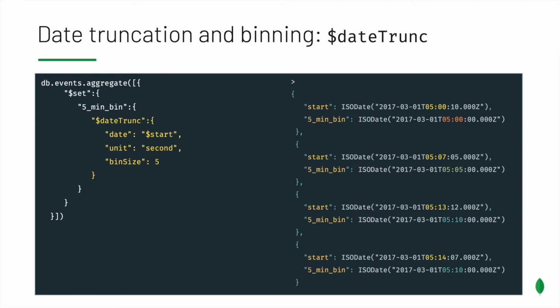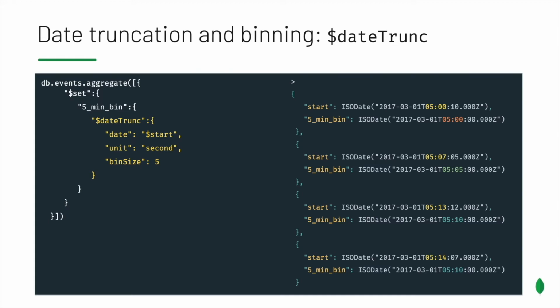And then there is date truncation and binning, the new expression $dateTrunc that makes it easier to bucket dates and group by time intervals. For example, if we have a set of events with start date for each, and we want to compute some aggregate values, let's say within groups of 5 minutes, we can use dateTrunc.